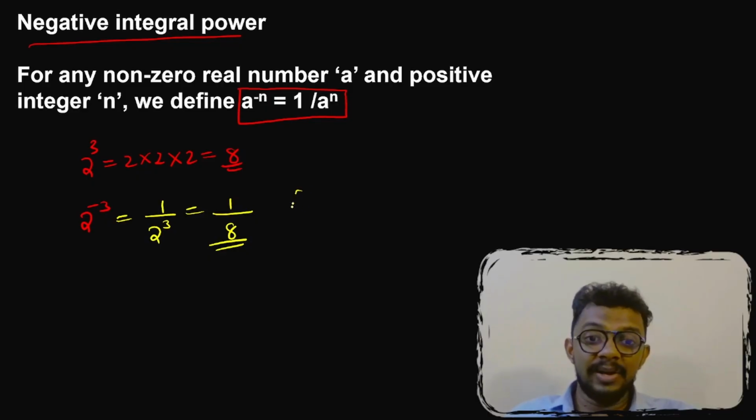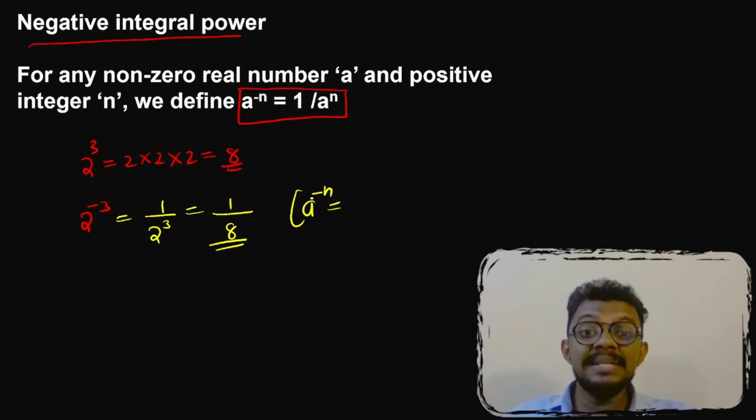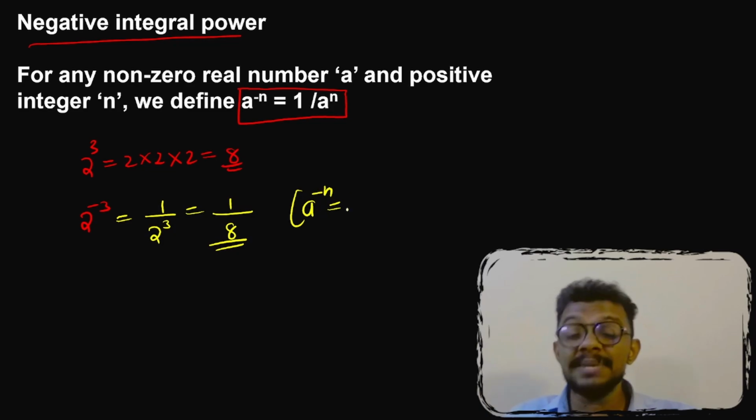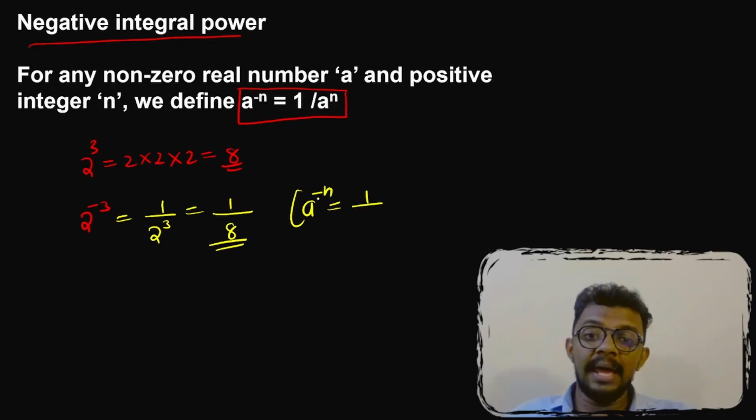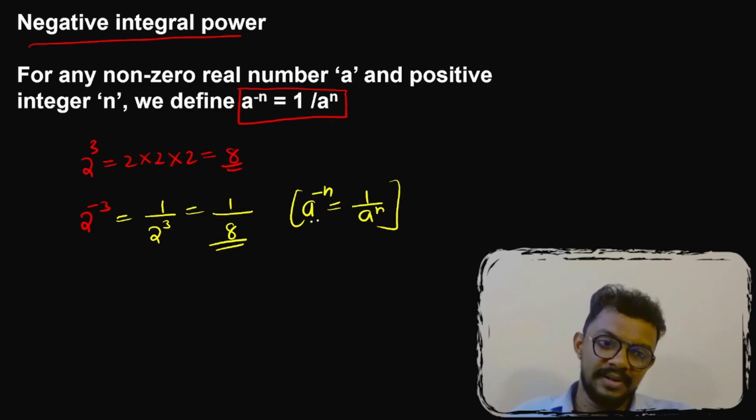Once again, I have a rule. If the power is a negative number, that means change the base into its reciprocal. The reciprocal of a is 1 by a, and then apply the power. So, 1 by a raised to n.